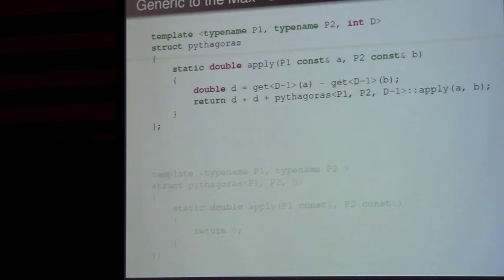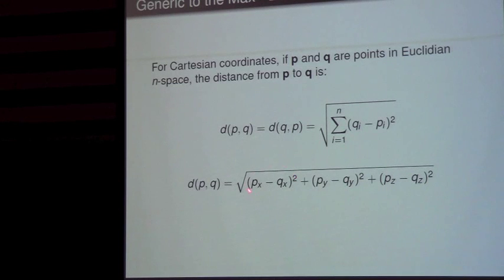So, type one, the type of point number two, and now we have this apply. And apply is going to take whatever the dimension is, minus one, and it's going to get its value out. It's going to do that for B also. And then it's going to square D. And then it's going to recurse down for D minus one and do the same thing. So it's going to do this, right? The difference squared plus the difference squared plus the difference squared, square root up.